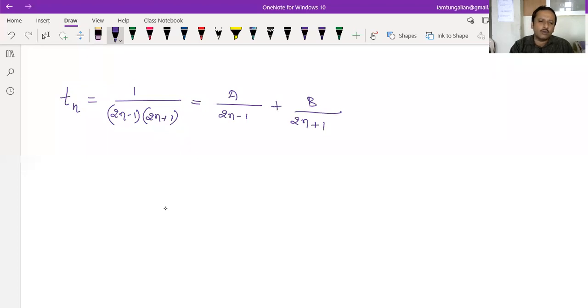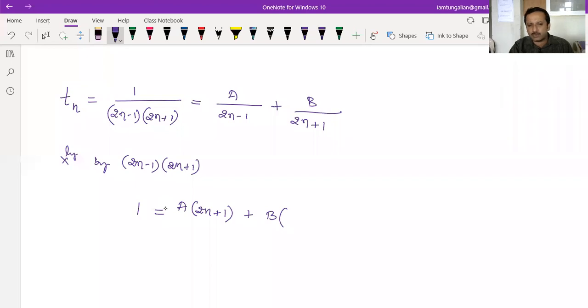Now multiply this equation by 2n minus 1 into 2n plus 1. When we multiply by this, the LHS will be 1. On the RHS, 2n minus 1 gets cancelled and 2n plus 1 will remain, multiplied by A. Plus B into, here what happens when I multiply by 2n minus 1 into 2n plus 1? That 2n plus 1 gets cancelled and 2n minus 1 will remain.